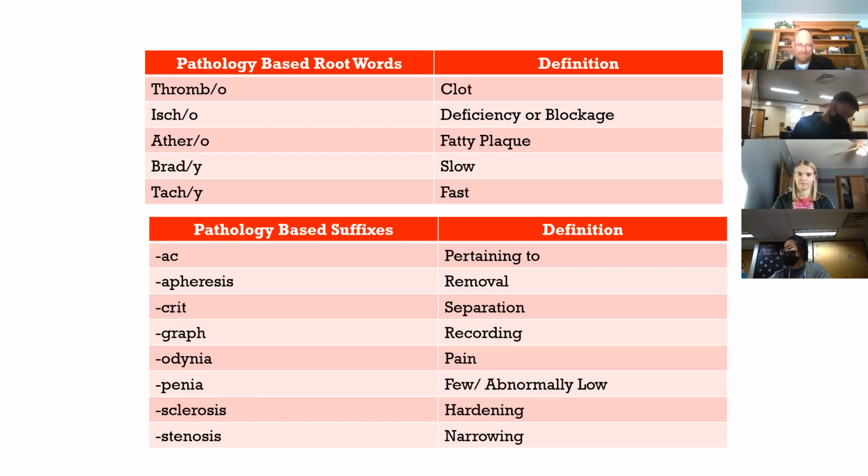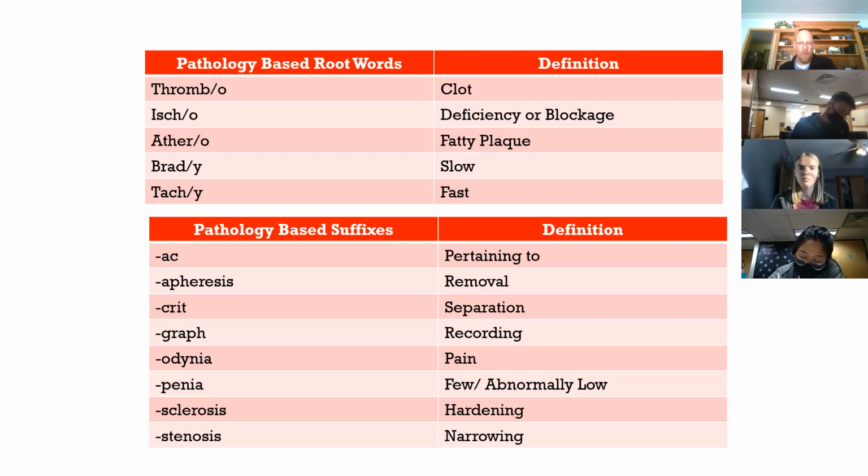So let's talk about some pathology-based suffixes. -ac, pertaining to. -apheresis, removal of. -crit, as in hematocrit. When we take blood and put it in a tube and put it in a centrifuge and spin it out, we're able to separate the plasma from the red blood cells, and a lot of times we'll get a lab value based on that test called the hematocrit level, which is the concentration of red blood cells within that sample.